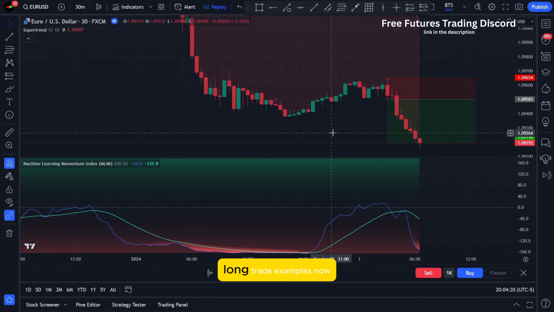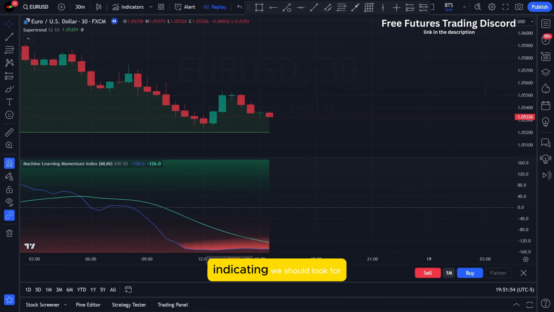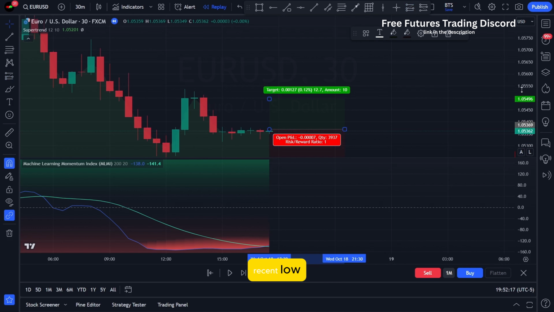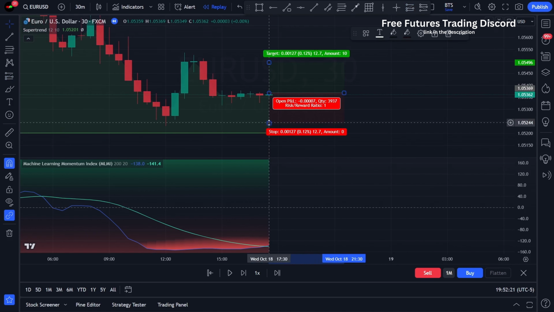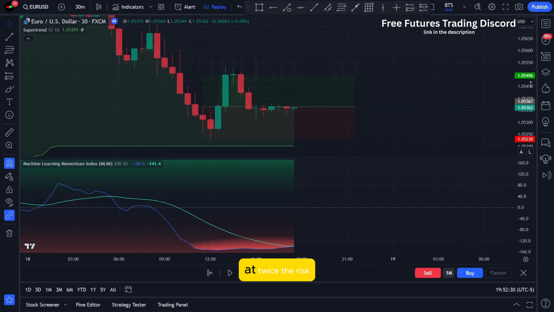Let's do a couple of long trade examples now. Super trend is green, indicating we should look for longs only. And here we get a buy signal with this cross up. We put the entry at the high of the signal candle. Stop goes below the recent low. Target I will again set at twice the risk.